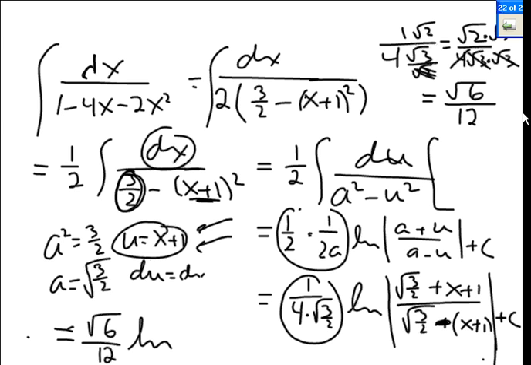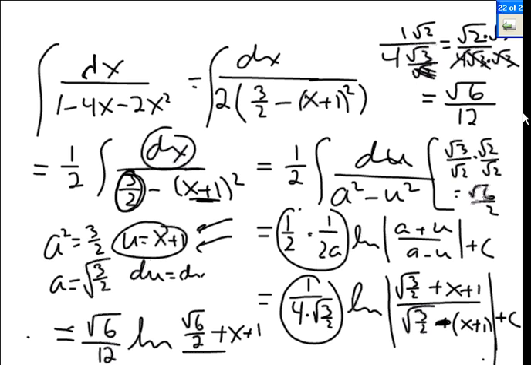What I will say is this here. The square root of 3 over the square root of 2 is the square root of 6 over 2. This ln of the square root of 6 over 2 plus x plus 1 divided by the square root of 6 over 2 minus, I'll distribute the minus, minus x minus 1. I take away x and I take away 1 plus c.